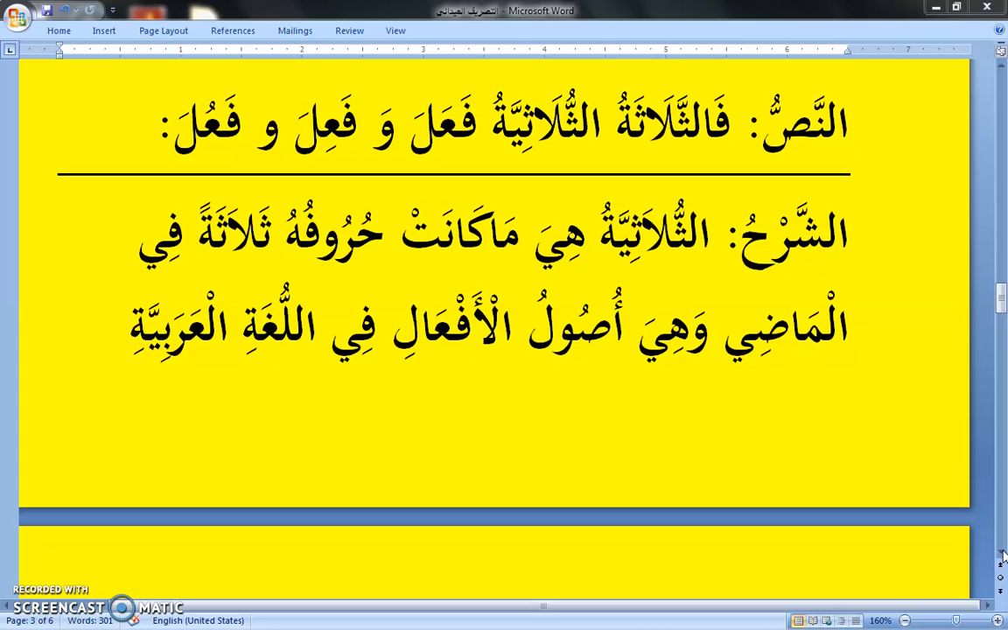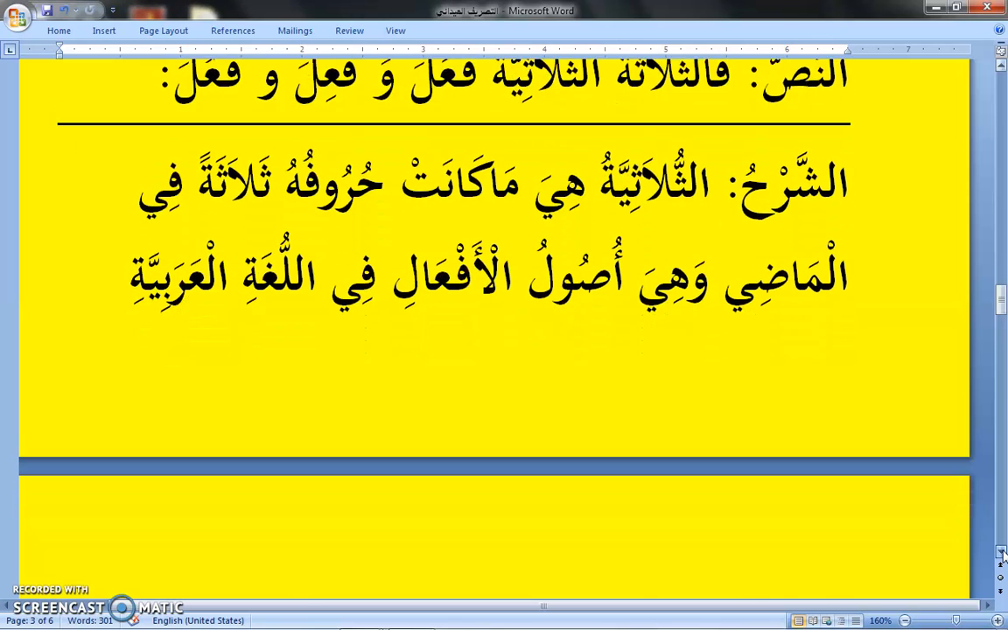وهي أصول الأفعال. Usul is the plural form of aslu. Aslu means foundation or base. So it is the base of verbs in Arabic. It is the base and foundation of verb في اللغة العربية, in Arabic language.